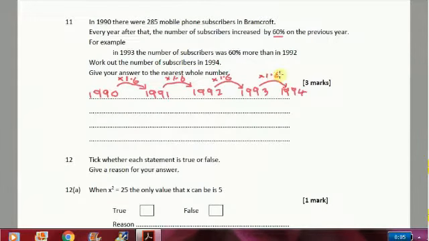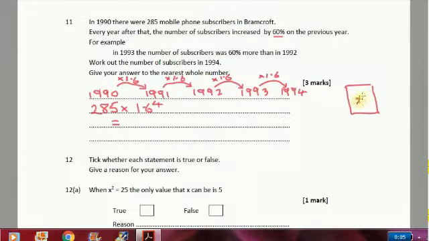So if we started, at the beginning it says there were 285 users in 1990. Then we multiply that number by 1.6, then by 1.6 again, 1.6 again, and 1.6 again. So altogether 1.6 to the power 4. And you just have to use your calculator to work this out.